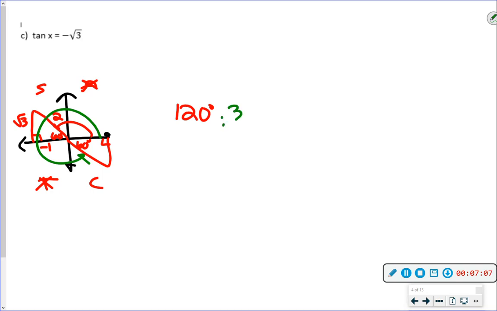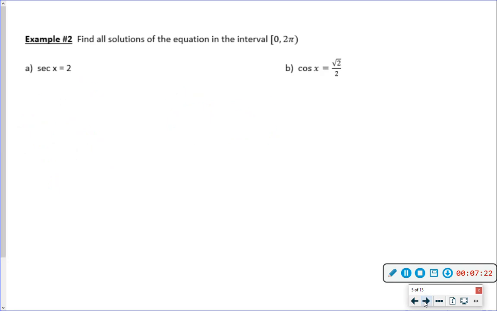Elliot. Oh, I'll get that from you at the end, okay? Yeah, no worries. So any questions on those? Okay. And again, I don't care if you're using the unit circle or the triangle, as long as you get the right answers.